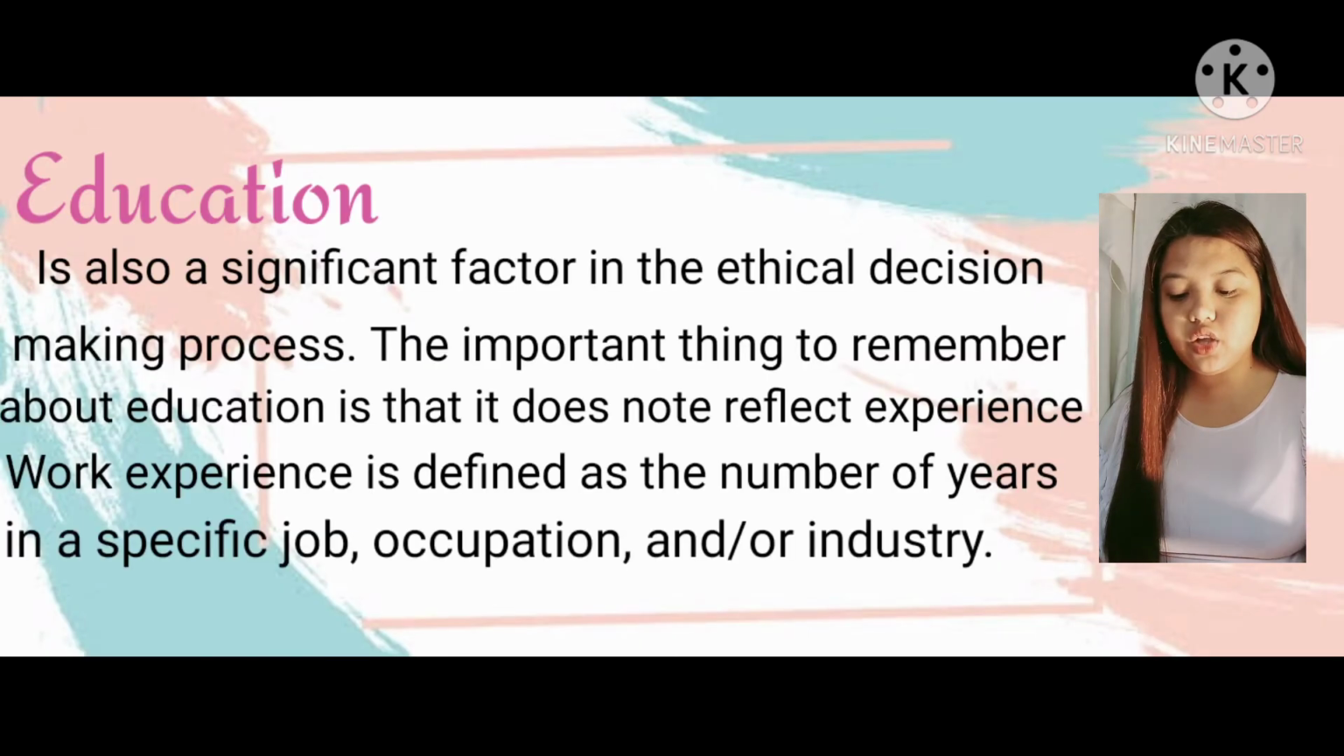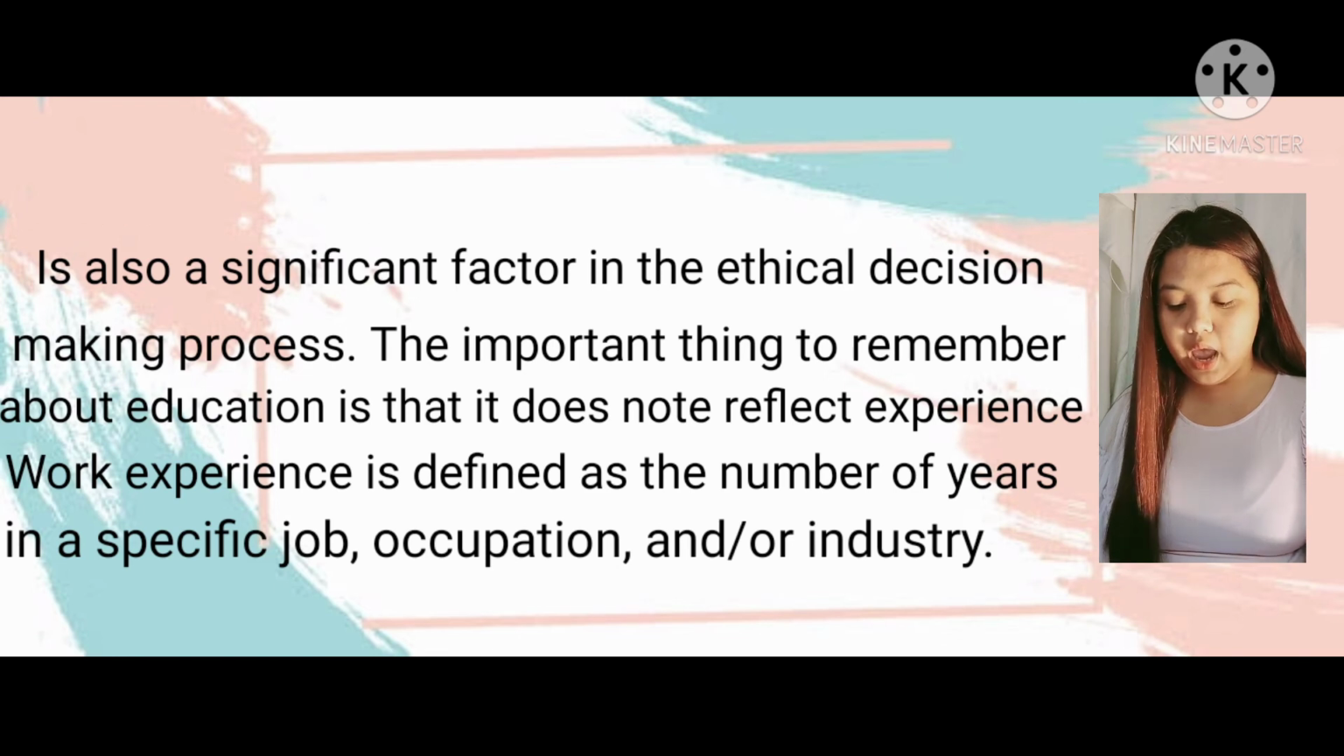Education is also a significant factor in the ethical decision-making process. The important thing to remember about education is that it does not reflect experience. Work experience is defined as the number of years in a specific job, occupation, or industry.